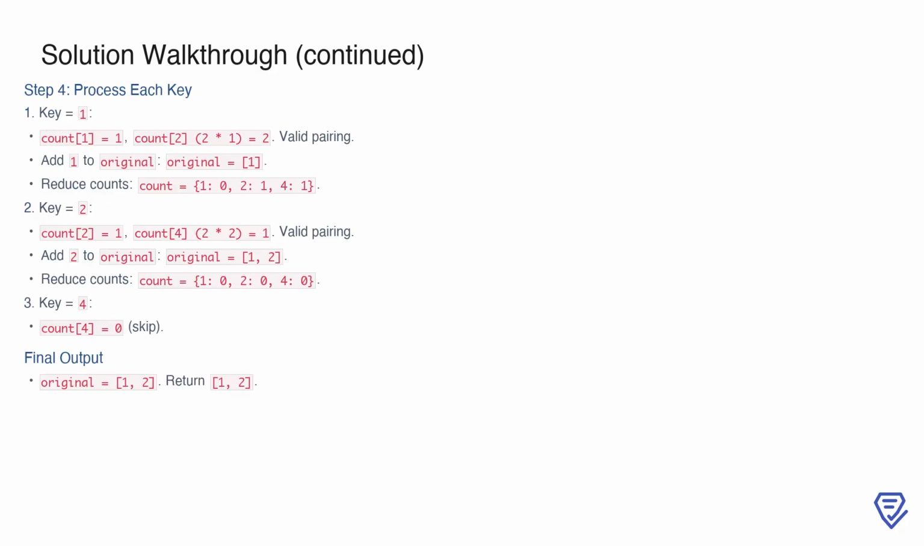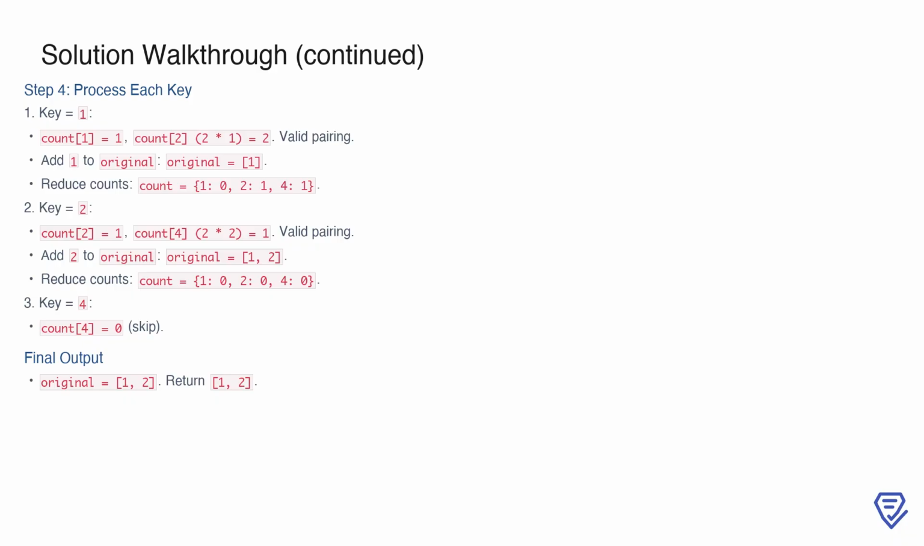We begin processing the keys in sorted order. For the key 1, its frequency is 1, and the frequency of its double, 2, is 2, forming a valid pairing. We add 1 to the original array, making it [1], and reduce the counts of 1 and 2 accordingly.